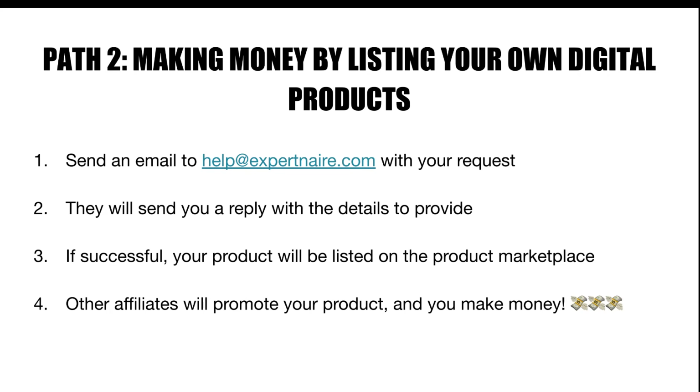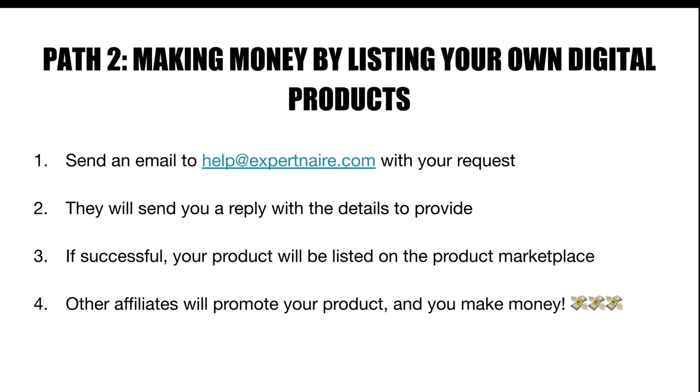The next pathway for making money through Expertnaire is by selling your own digital products, or by listing your own digital products. Now, this step is actually simple to do. The first thing you need to do is send an email to help@expertnaire.com with your request to list your product on their site. This email address is also on their website page. Then they will send you a reply with the details that you have to provide them. Now, if your request is successful, they will let you know, and then your product will be listed on the product marketplace. And once your product is listed, other affiliates that sign up on Expertnaire will be able to promote your products, and then you will make money.